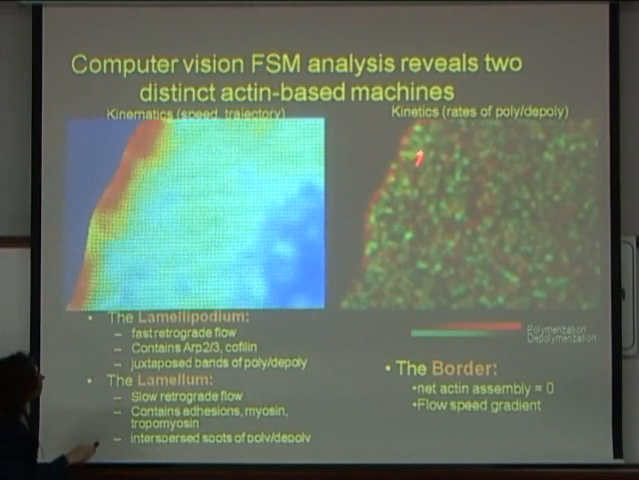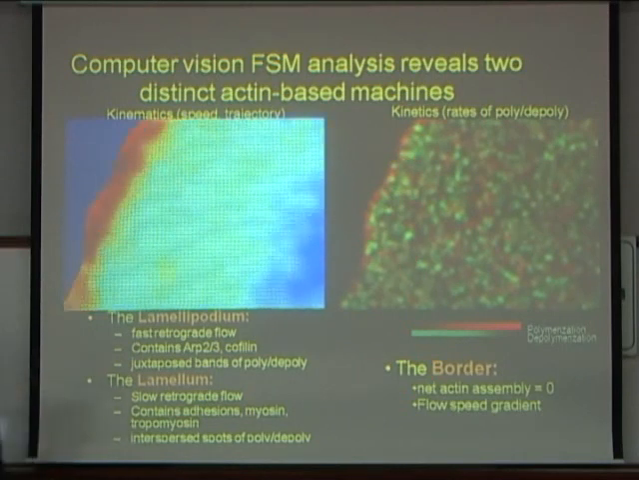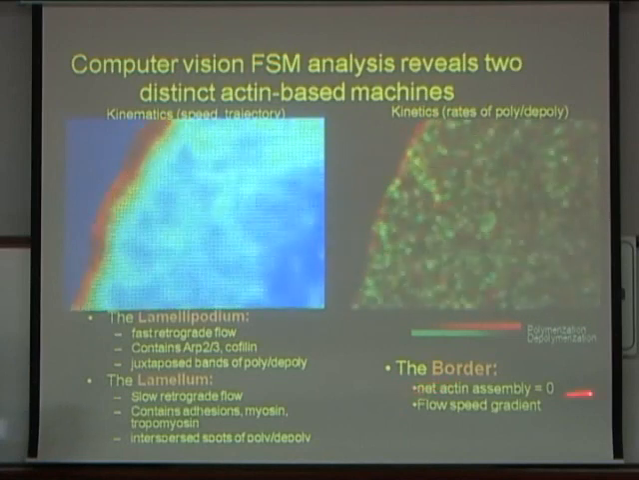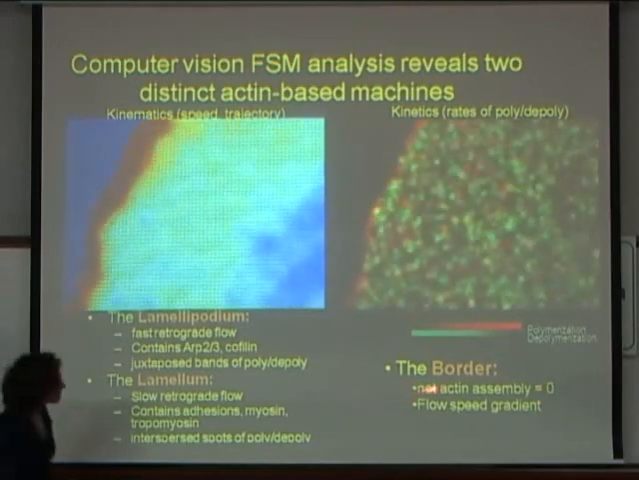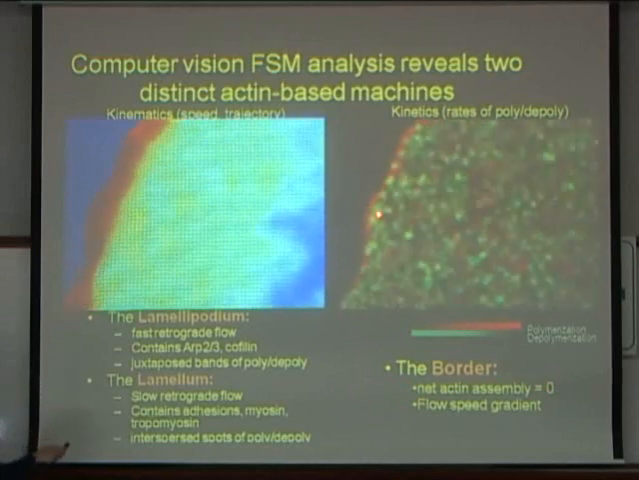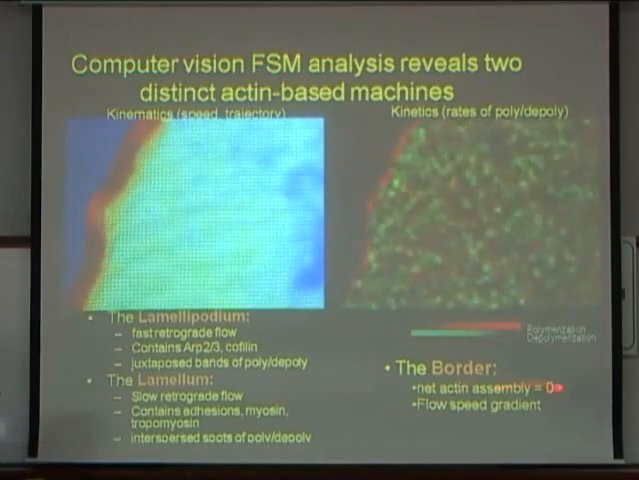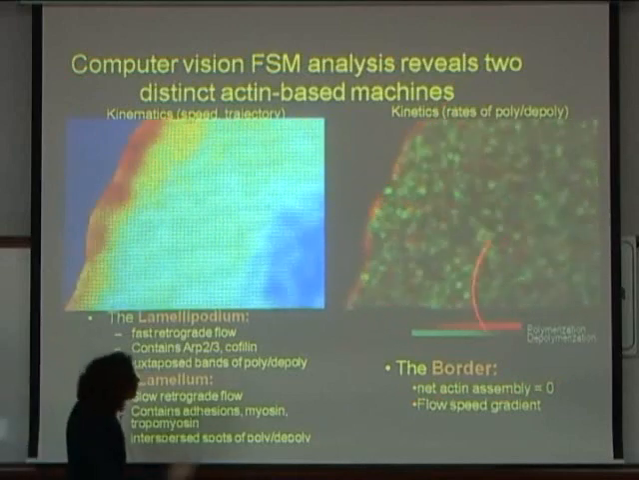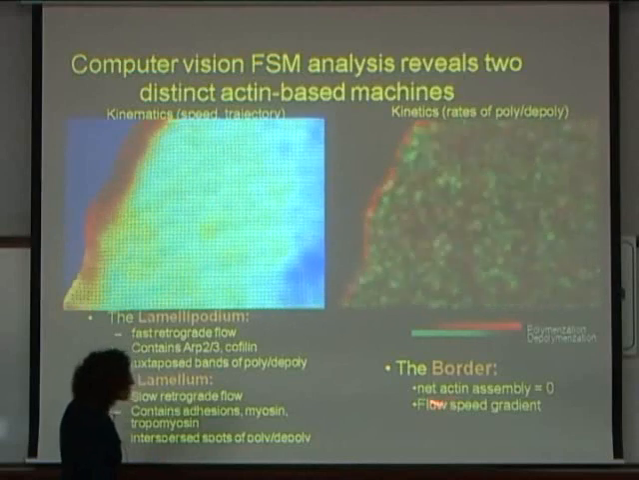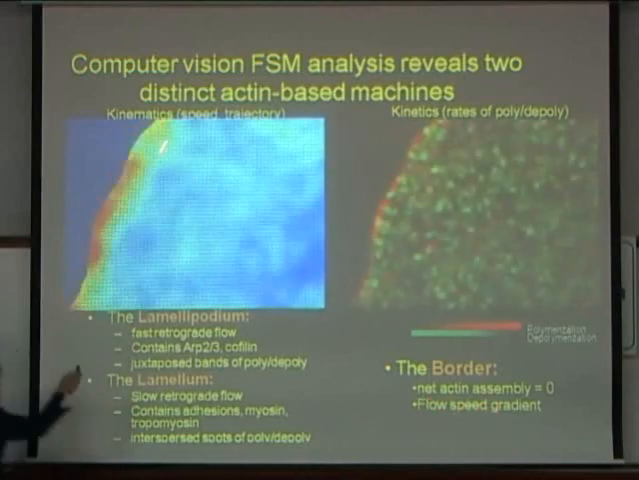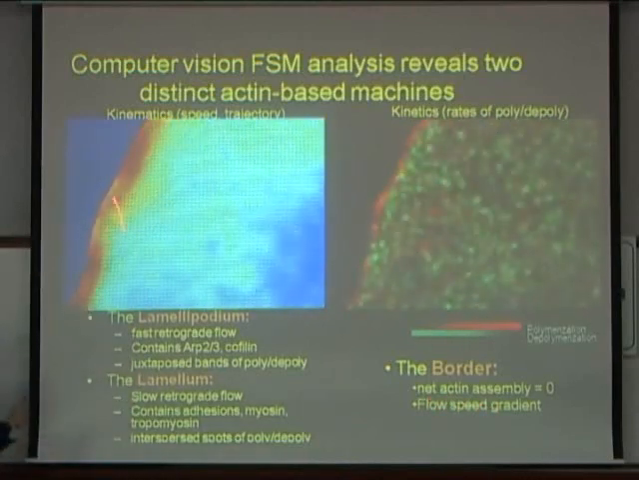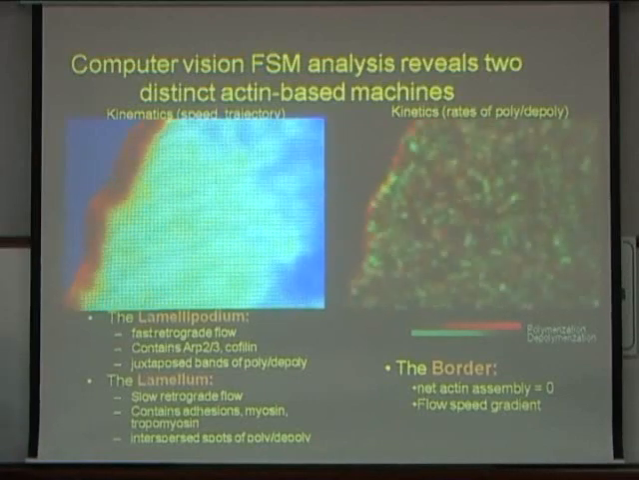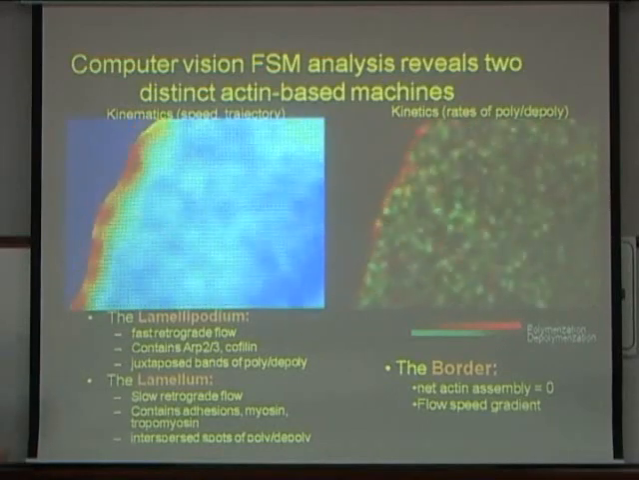Between these two different actin-based structures, we've got a place that we can quantitatively map. It's the place where the net actin assembly is 0. So we have rapid assembly, rapid disassembly, and then we go through this region where there's very little assembly before we get into this lamellum region. And this corresponds spatially to the place of the highest flow speed gradient. So the actin slows down, there's very little actin assembly, and this marks the border between this lamellipodium and lamellum.